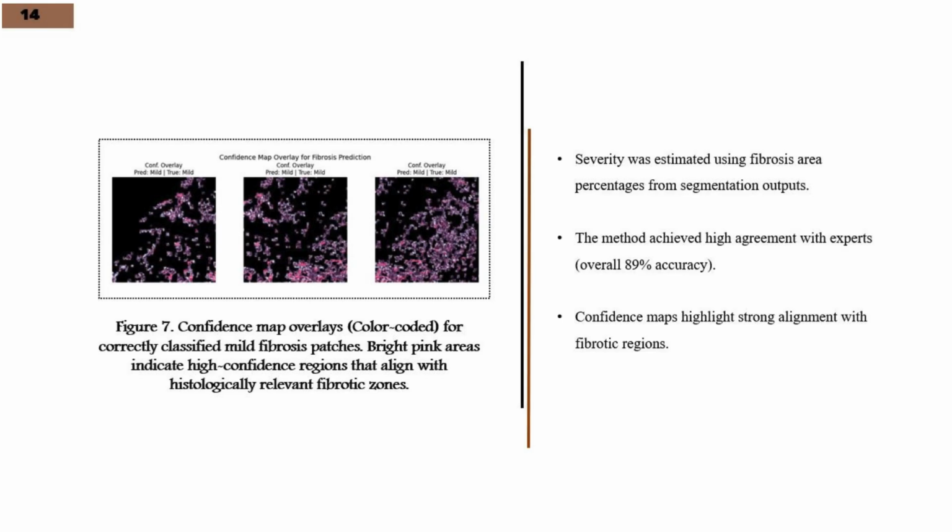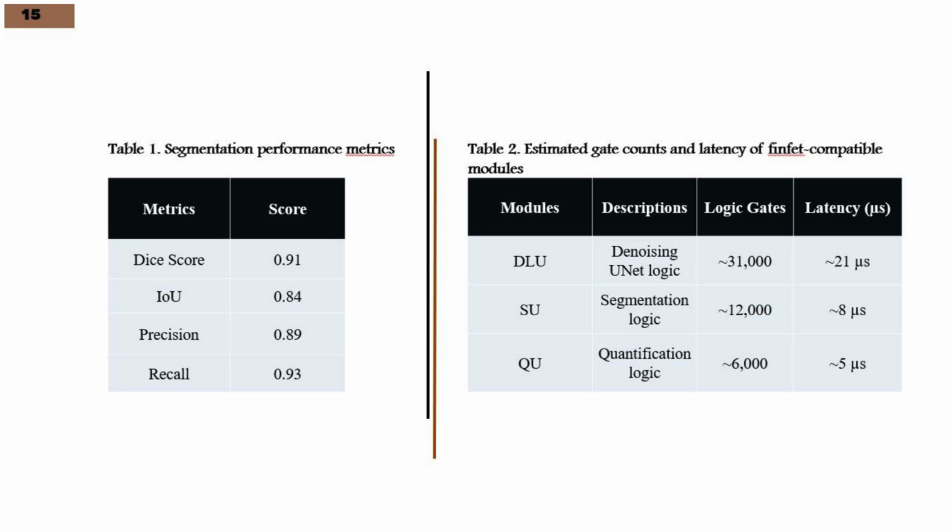This slide has the confidence visualization and severity results to support our research more strongly. This slide presents the confidence visualization maps, which highlight the regions strongly associated with fibrosis severity. Severity estimation achieved approximately 89% accuracy when compared with expert annotation, which confirms strong alignment with clinical grading from the pathologist.